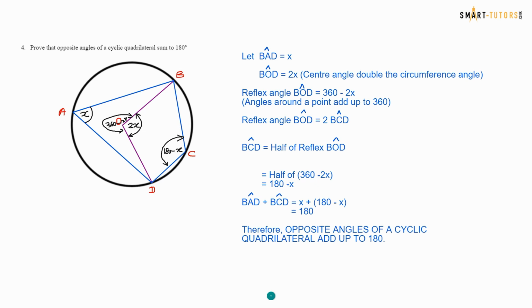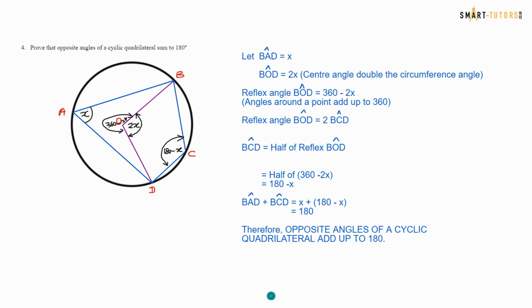Let BAD be X. BOD is 2X because the center angle is double the circumference angle. Reflex angle BOD, reflex angle means more than 180. So the obtuse angle BOD is 2X. The reflex angle of BOD is 360 take away 2X, because angles around a point add up to 360. So reflex angle BOD is 360 minus 2X.